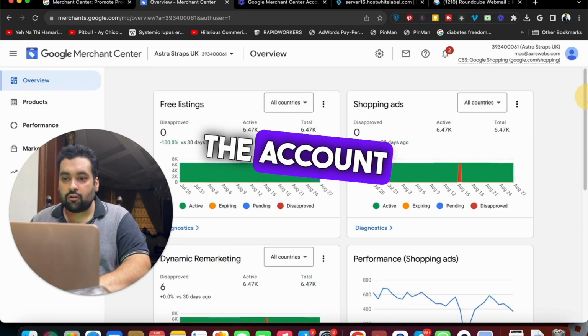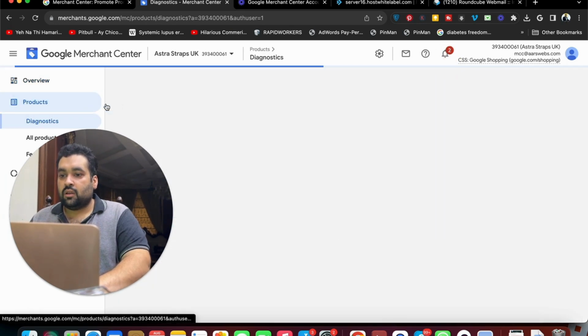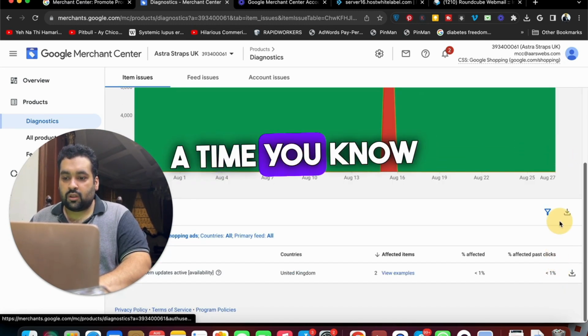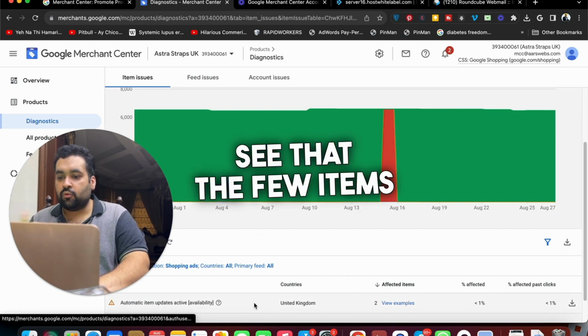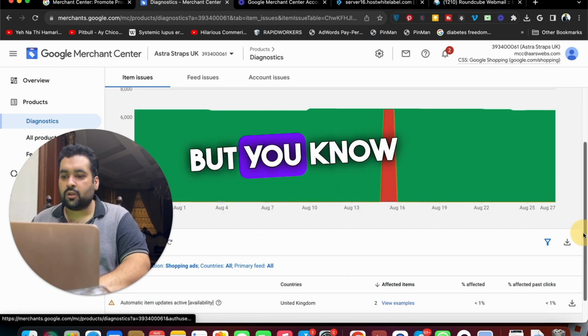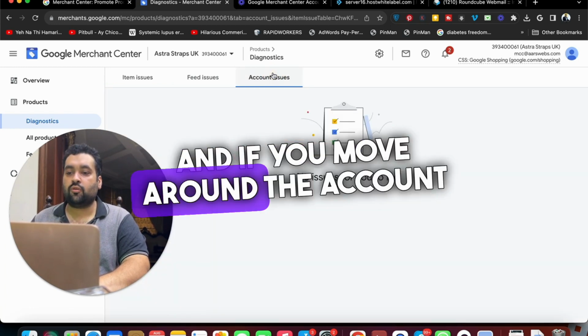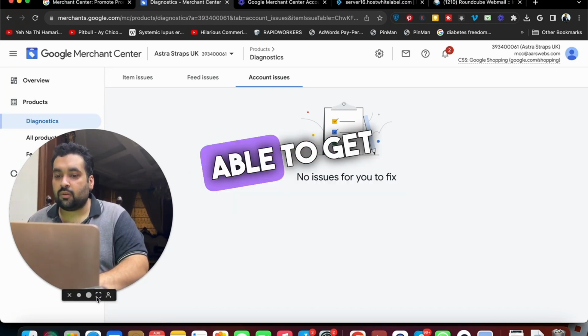And now because the account is no longer suspended, you can see that it's been running. If you move around on diagnostics, you can see that this was a time when there was an issue, and you can still see that a few items still have slight issues, but these issues do not result in suspension of the account. And if you look at the account issues, it is perfectly fine. So I'm glad that we were able to get them restored.